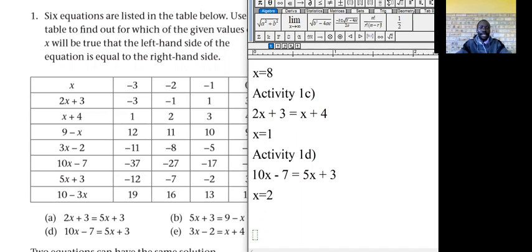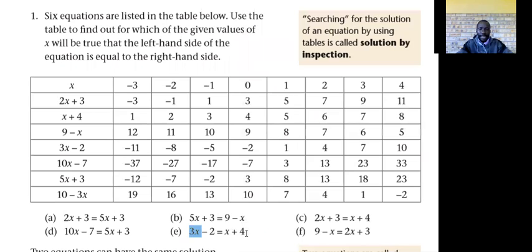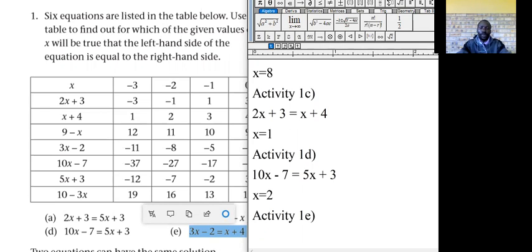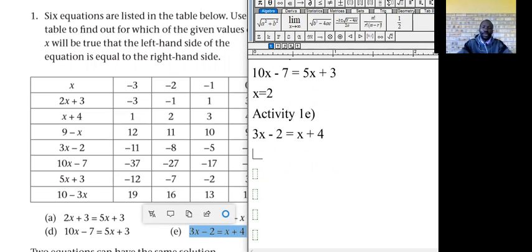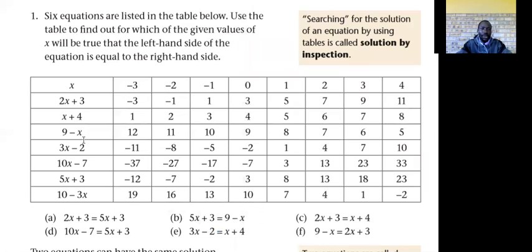Now for activity E, activity 1 part E, what is the question? The question is this. From this question, what we are supposed to do is to find the value of x. So let's check. 3x minus 2 is right here, and x plus 4 is up.